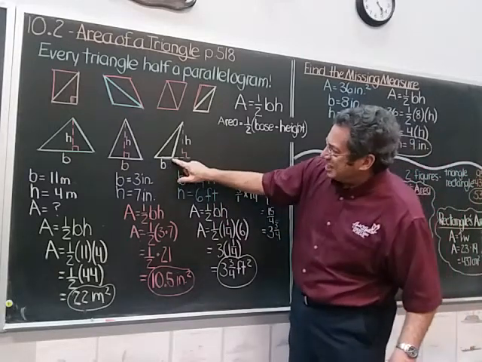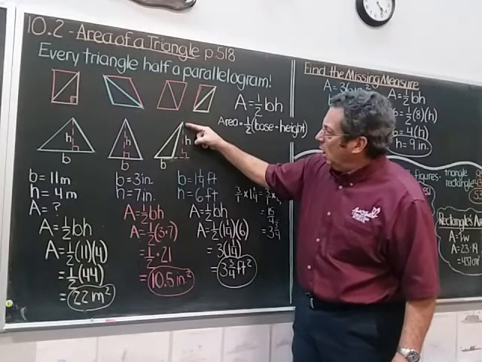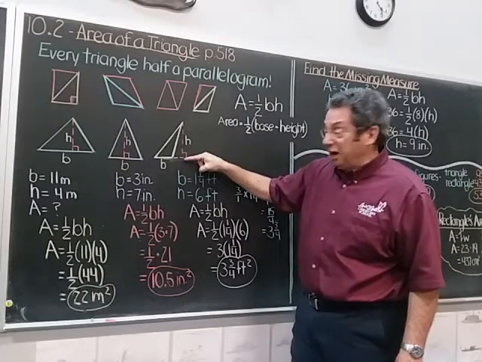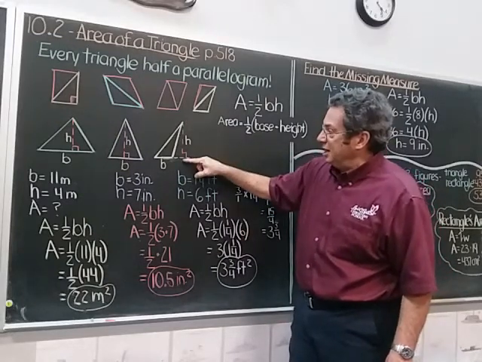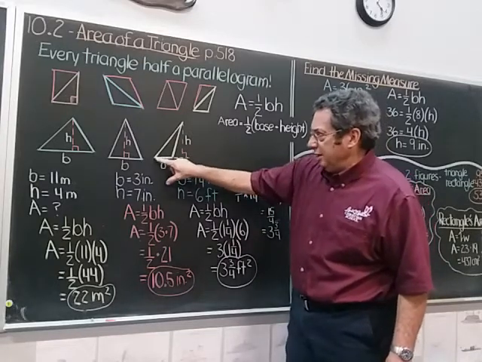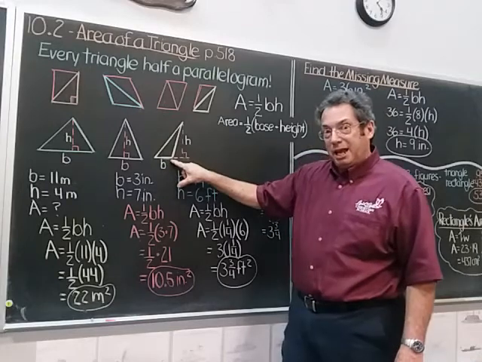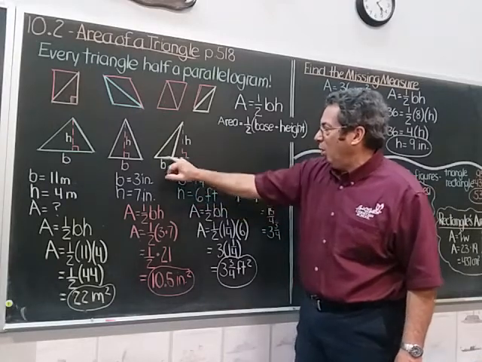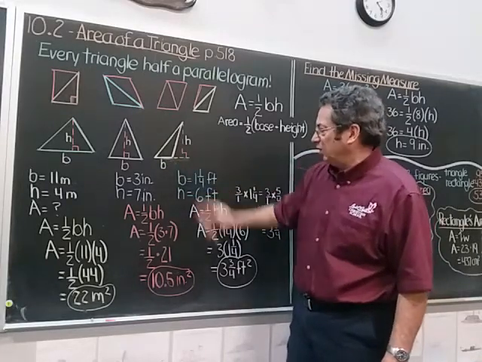Now you notice I had to extend the base and then draw a perpendicular line down to the base from that vertex to get the height. But I'm not going to use this whole distance here for the base. I only use the distance between here and here for the base. All right, so the base is 1 1/4 feet. The height is 6 feet.